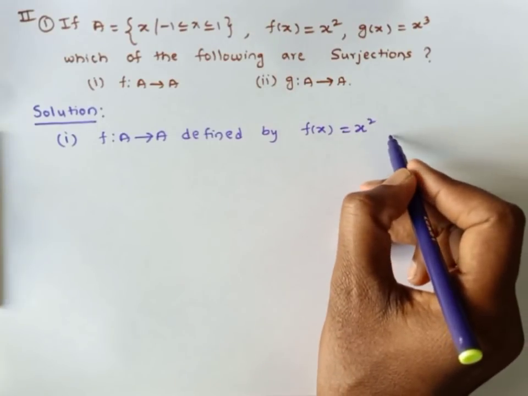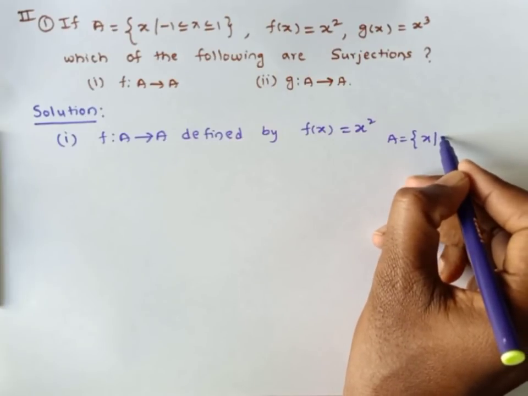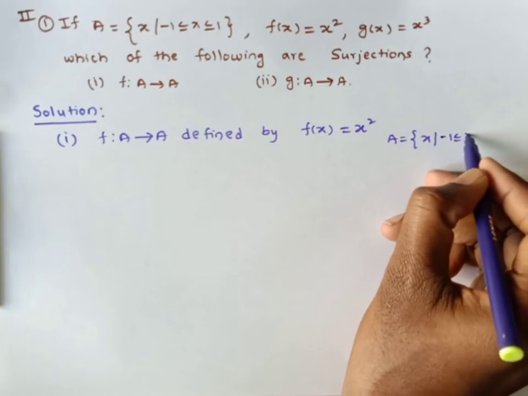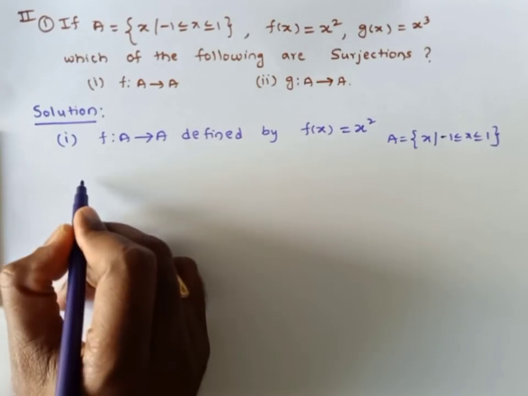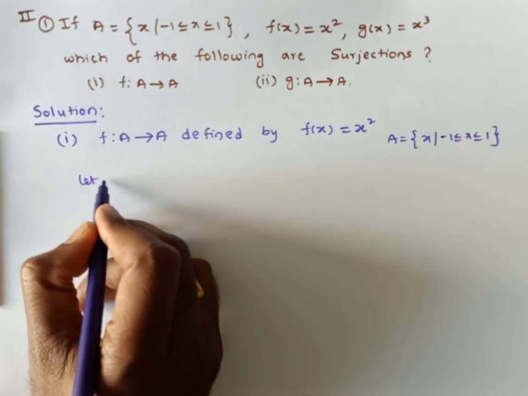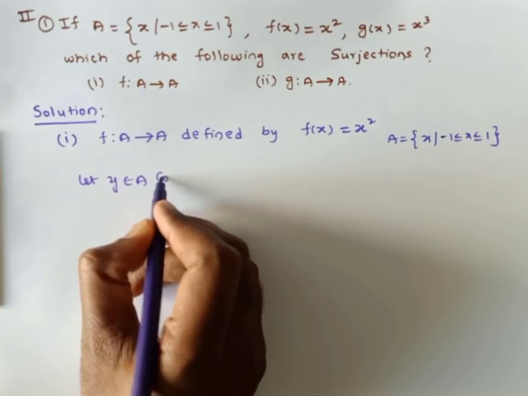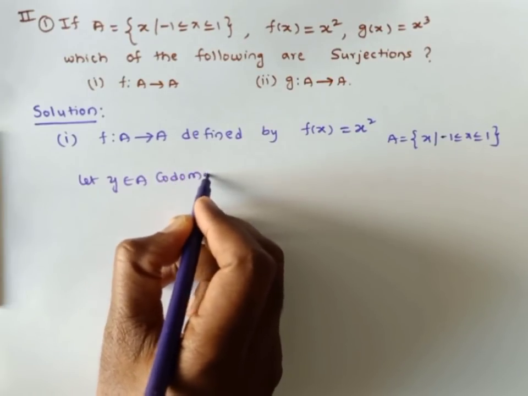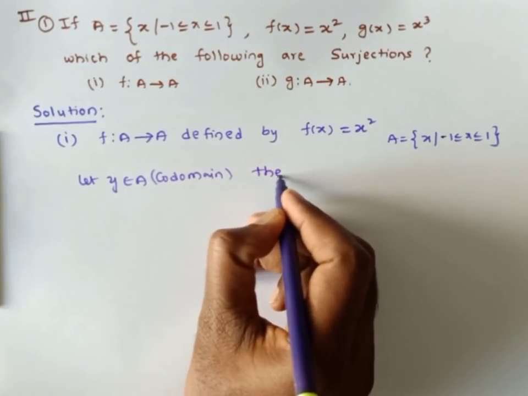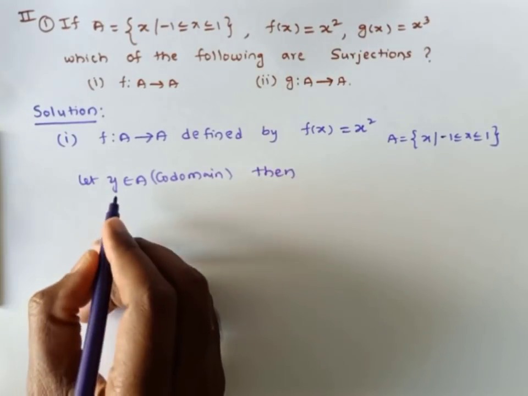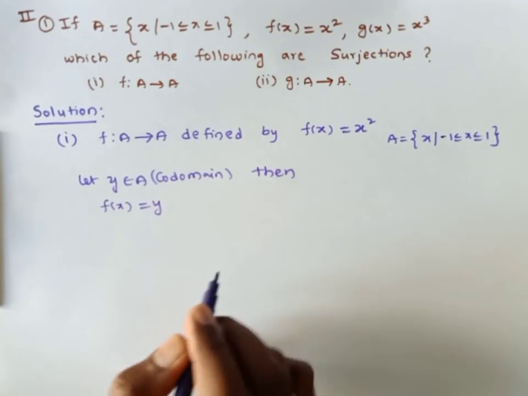Here, x is in the domain A, such that minus 1 is less than or equal to x, which is less than or equal to 1. Now, the surjection definition: y is any element in the codomain. So let us take an element from the codomain, let it be y. Then it compulsorily satisfies f of x equals y to get a surjective function.